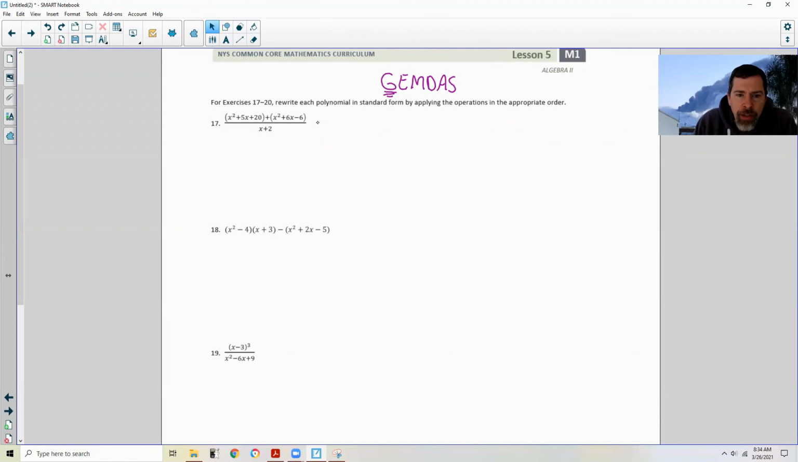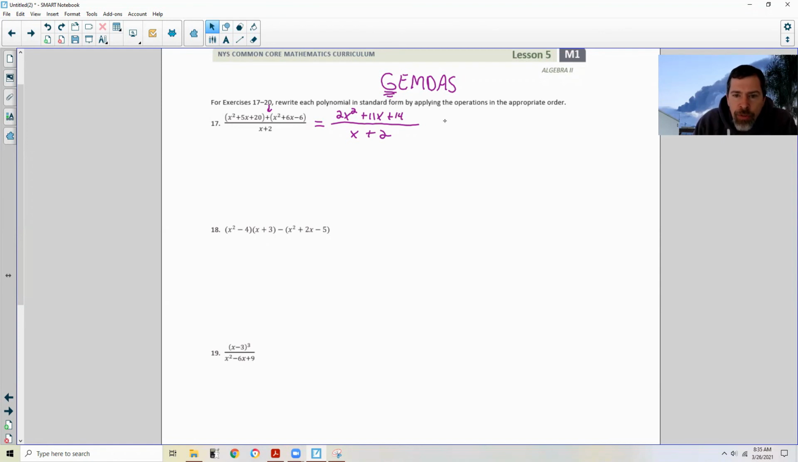So if I just focus on the top, I'm just going to leave the denominator alone right now. And I'm going to add my like terms. X squared plus x squared is 2x squared. 5x plus 6x is 11x. 20 minus 6 is 14. Okay, so I did my grouping first. The top group is done. This is now in standard form.